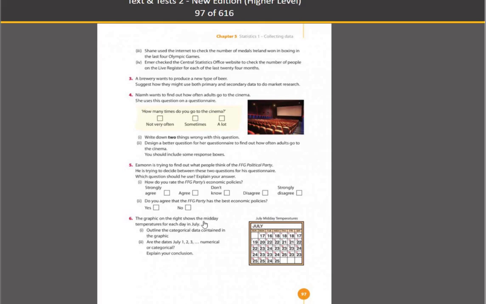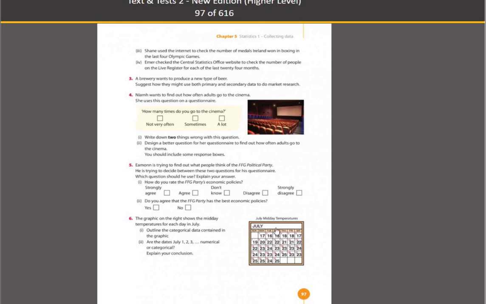So the graph on the right shows the midday temperatures for each day in July. All right, so you've got your month of July, and there are the temperatures for the middle of the day. Outline the categorical data contained in the graphic. All right, and part 2, are the dates July 1st, 2nd and 3rd numerical or categorical? All right, so just pause here and have a little think about it for yourself if you haven't done already. So we want to outline the categorical data contained in the graphic.